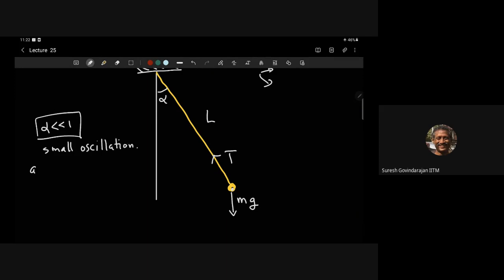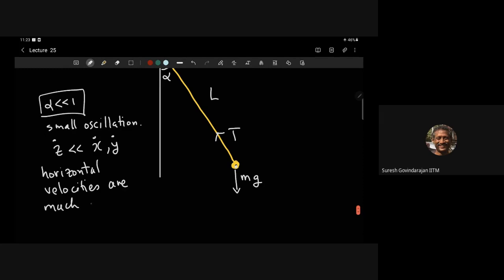Okay, so there's another approximation I want to do, which is again a very good approximation. Z dot, which is the velocity in the z direction, will be much, much less than the horizontal ones, so x dot and y dot. Is this clear? If it's small oscillation, it's very easy to see that virtually it's moving only in the horizontal directions, right? So horizontal velocities are much larger. Okay. Is this clear? This point, is this clear?